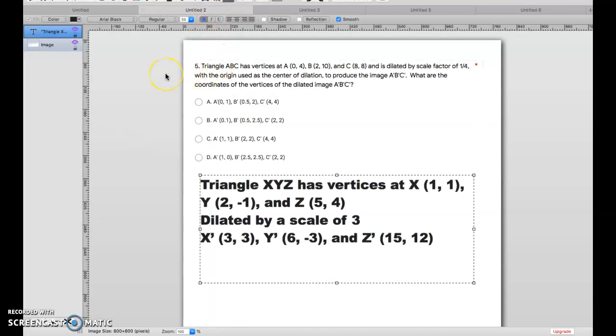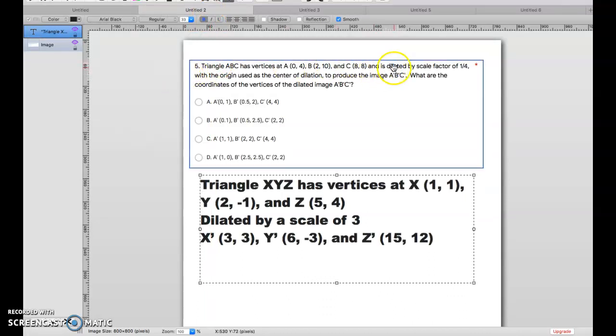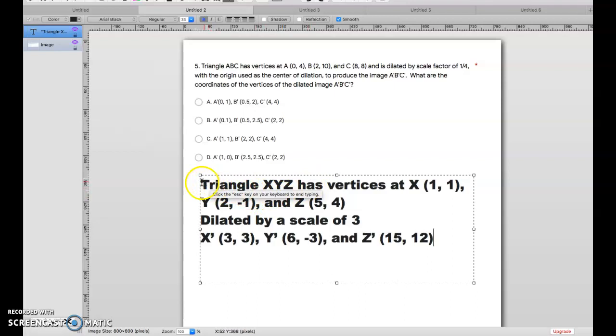All right, problem 5 is basically talking about dilating by a scale factor. So I am going to do just a quick example to help you with that. This is another example of dilation. If I have triangle XYZ with vertices at point X (1, 1), point Y (2, -1), and point Z (5, 4), I'm going to dilate this, just for example, by a scale factor of 3.